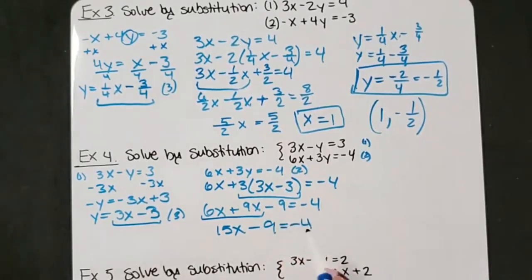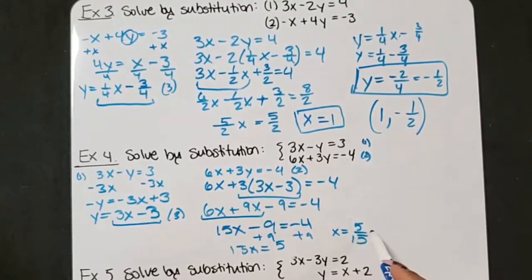All right. Now we can add 9 to both sides. We get 15x equals 5. So now we have to divide both sides by 15. So x equals 5 over 15, which can be reduced down to 1/3. So x equals 1/3.